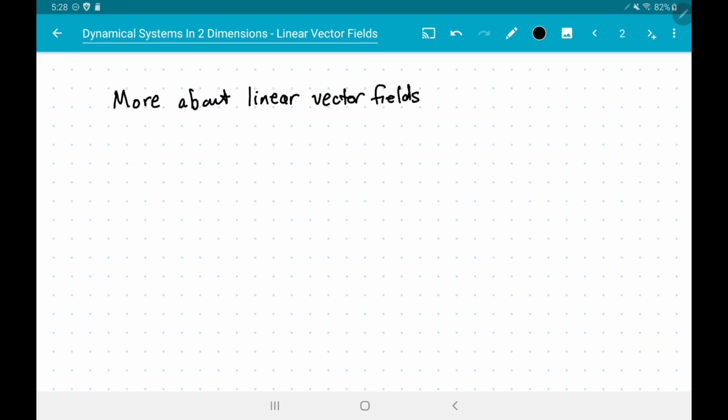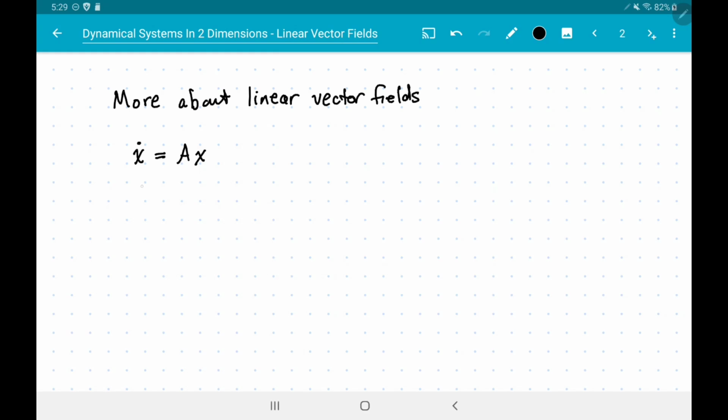In this video, I'm going to continue talking about linear vector fields. That is, we've got a differential equation x dot equals Ax, and I'm going to tell you a little bit more about eigenvalues and eigenvectors and how they influence the solutions to this kind of differential equation.